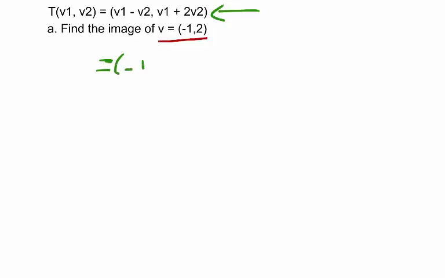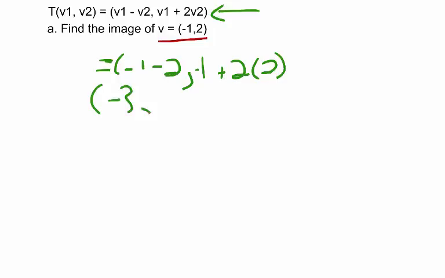So we have negative 1 minus 2, and then for v1 plus 2 v2, we substitute our values, negative 1 plus 2 times positive 2. Simplifying our terms, we have negative 3, positive 3. And there's our result.